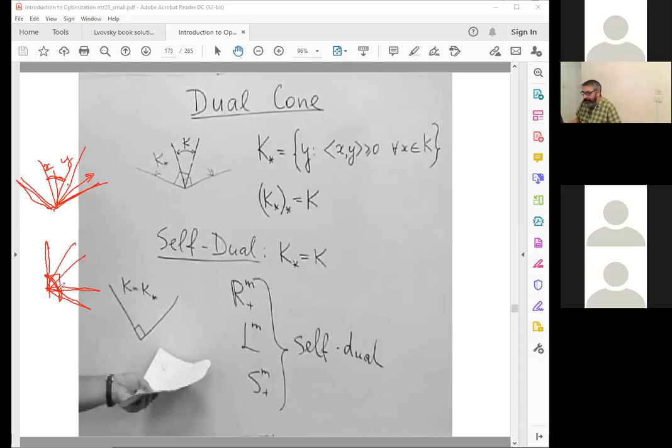Continue. Yeah, so if you take one vector from outside the cone, and then you find a vector inside the cone such that their inner product is negative, then it is not a self-dual cone. So yes.